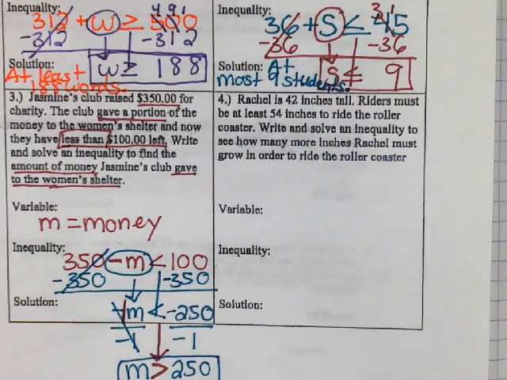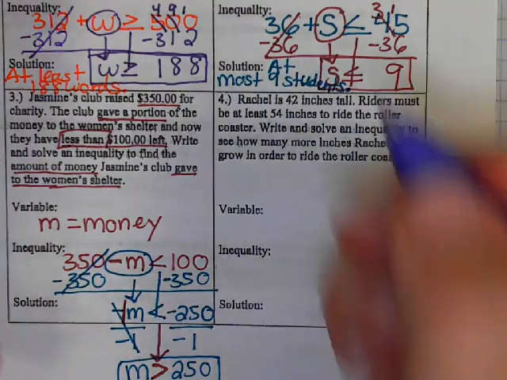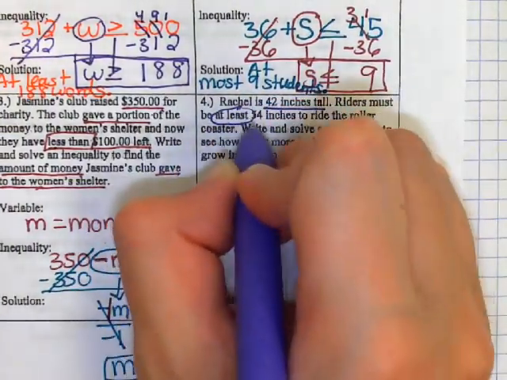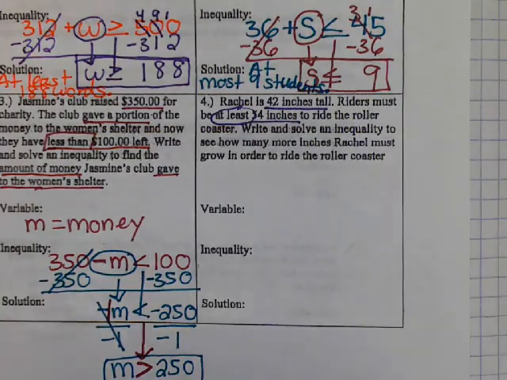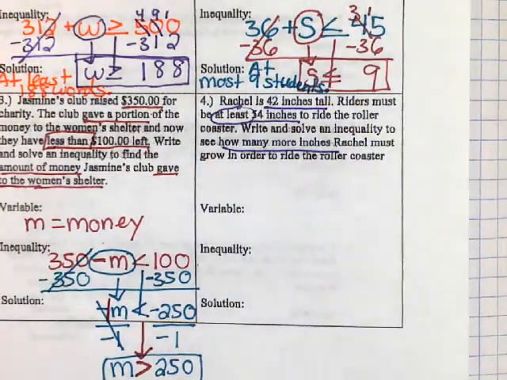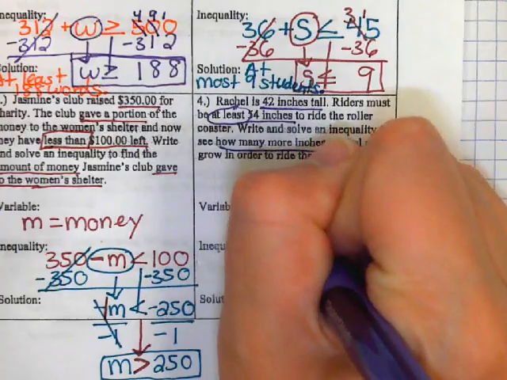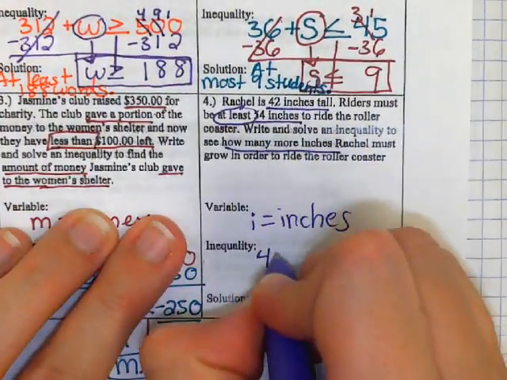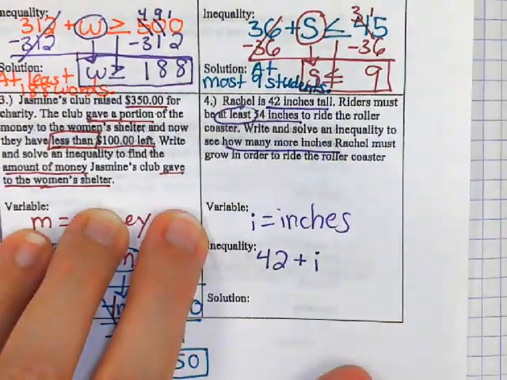All right, moving on to number 4. Last one. Rachel is 42 inches tall. Riders must be at least 54 inches to ride the roller coaster. Write and solve an inequality to see how many more inches Rachel must grow in order to ride the roller coaster. Well, I is going to equal inches. My inequality. Right now she is 42 inches tall. We're trying to see how many more inches she needs to be to ride the ride.